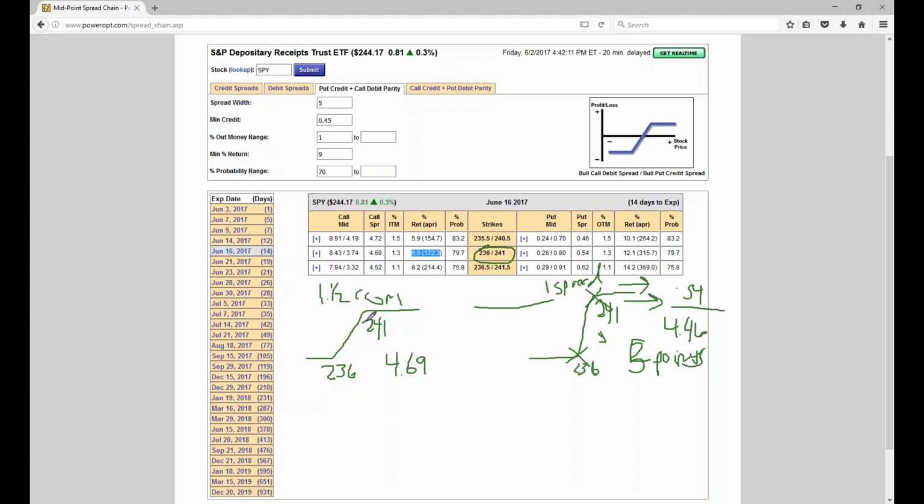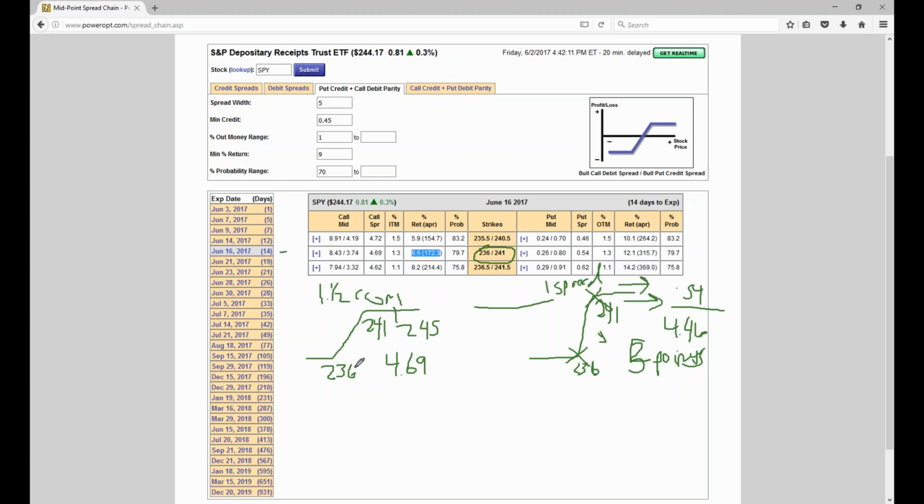But now, in order to close the transaction, if the stock's trading above 241 and I do nothing, meaning I hold it all the way to expiration, let's say SPY goes up to 245 on, in this case, June 14th or June 16th. I'm sorry, June 16th.